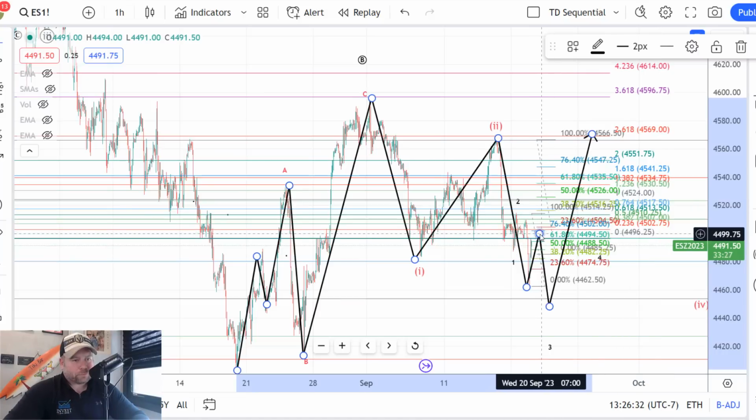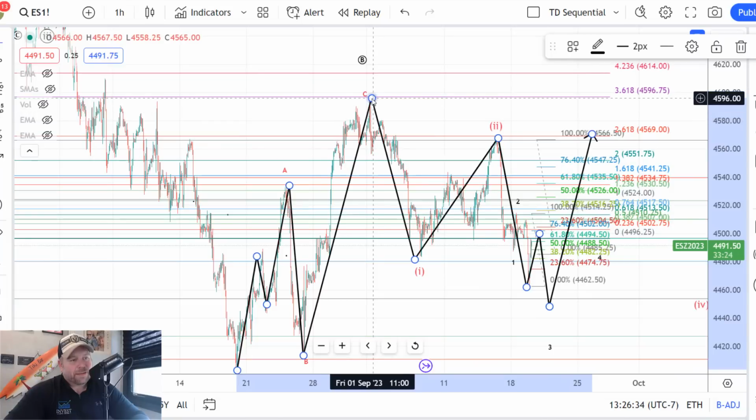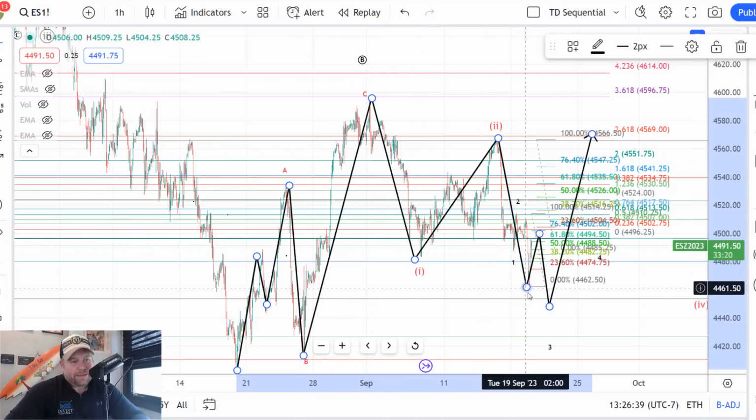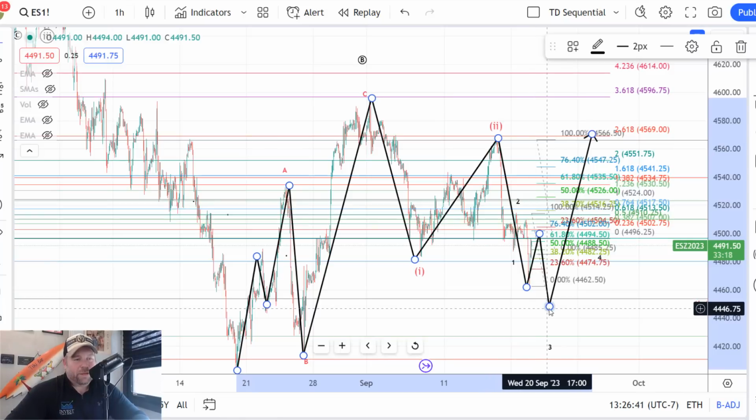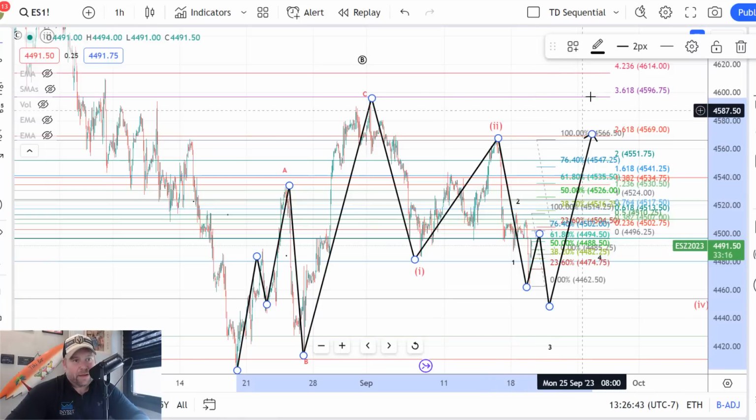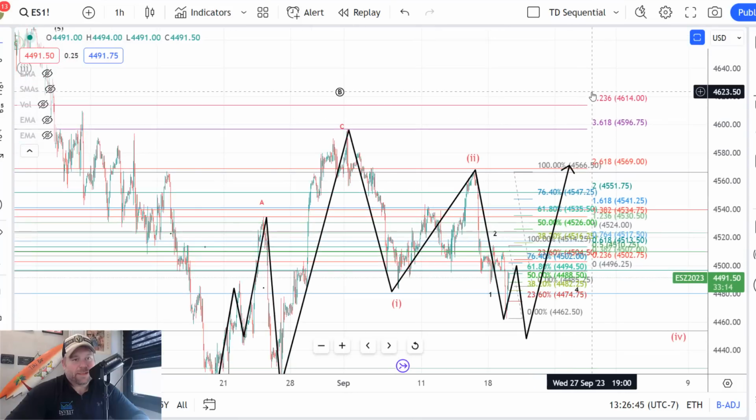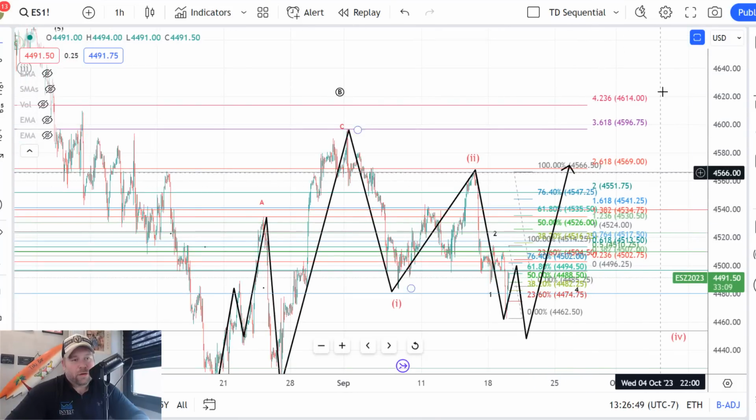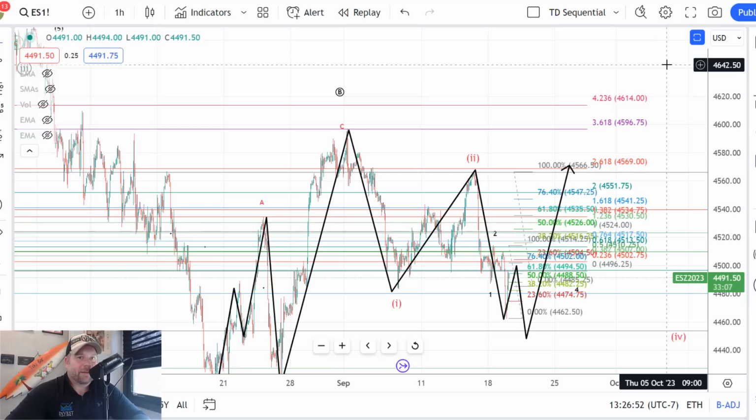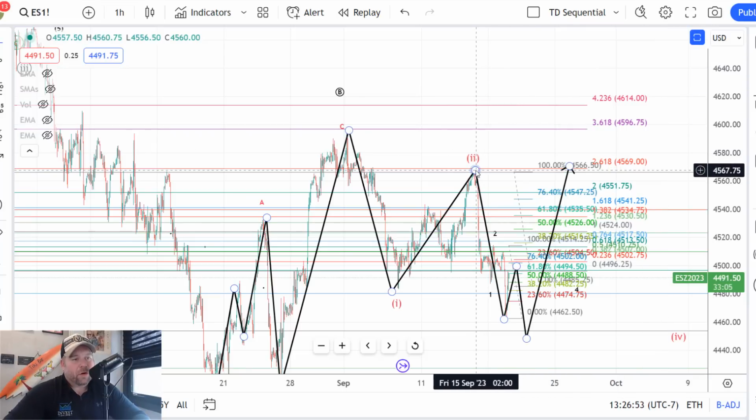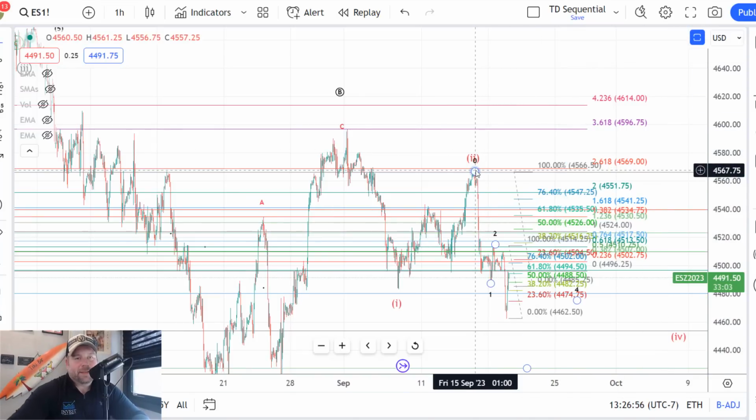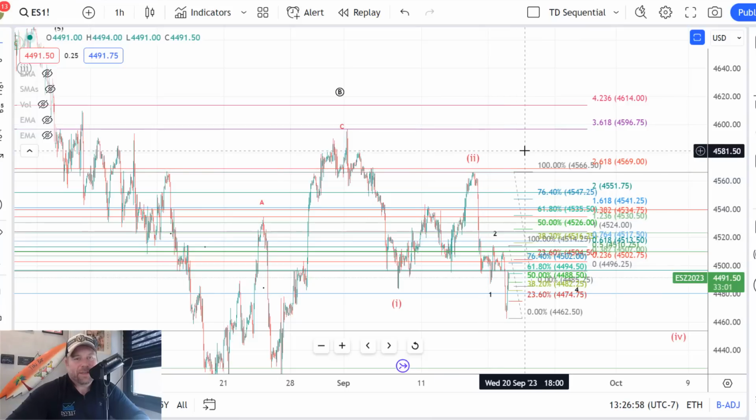So again, we would count this as A of wave 3, and then A, B, C down into that 4453 area for B of wave 3, and then C of wave 3 would target about the 4600 to 4620 region up here, and then you'd look for a wave 4, and then 5 up towards 4650. So that would be our alternate count, is the leading diagonal playing out up towards 4650, and then we look for a break back down to 4400.